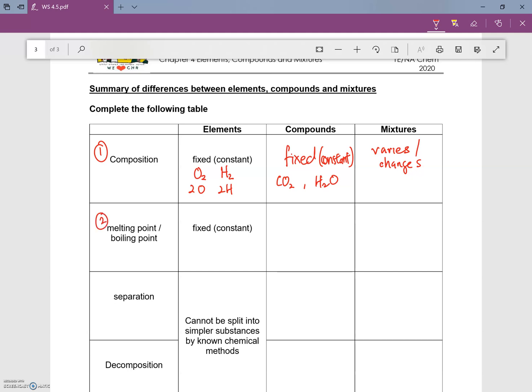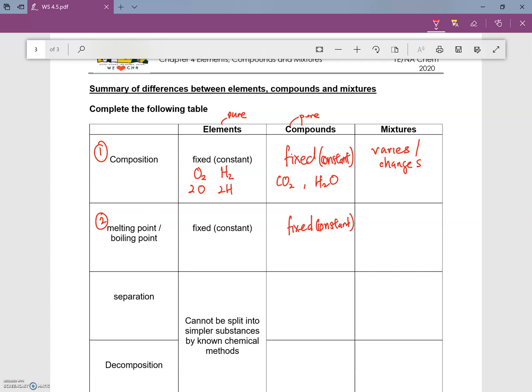Next one, let's look at in terms of the melting and boiling point. Now, for elements and compounds, if you look at the definition, both of them are considered pure substances. So elements are considered pure, compounds are considered pure. Any pure substances will have fixed melting point and boiling point. So if I go by that concept, pure compounds will also have fixed, or I should say constant, melting and boiling point.